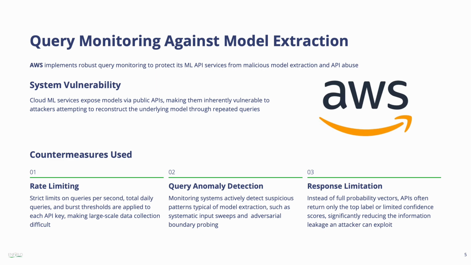AWS also does query anomaly detection, so they observe the activity and try to detect suspicious patterns typical of model extraction. And finally, they also try to limit the responses they give, so they tend to not give, for example, the probability for all the classes for a data point, but only the class with the highest probability, thus trying to limit the feasibility of a model extraction attack.